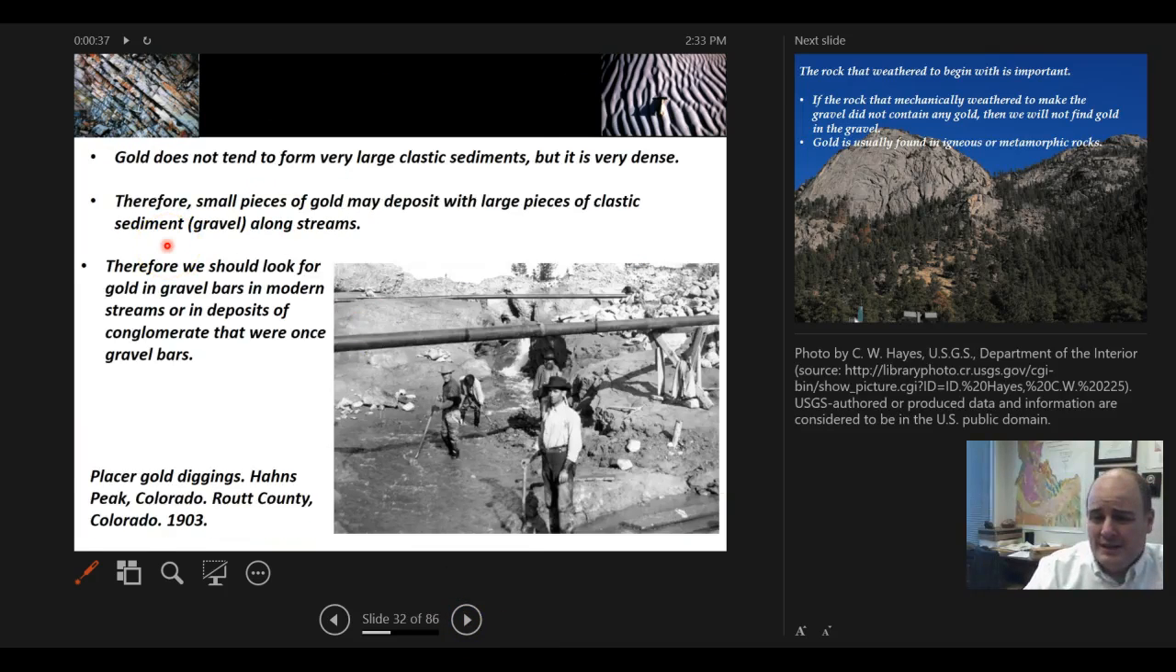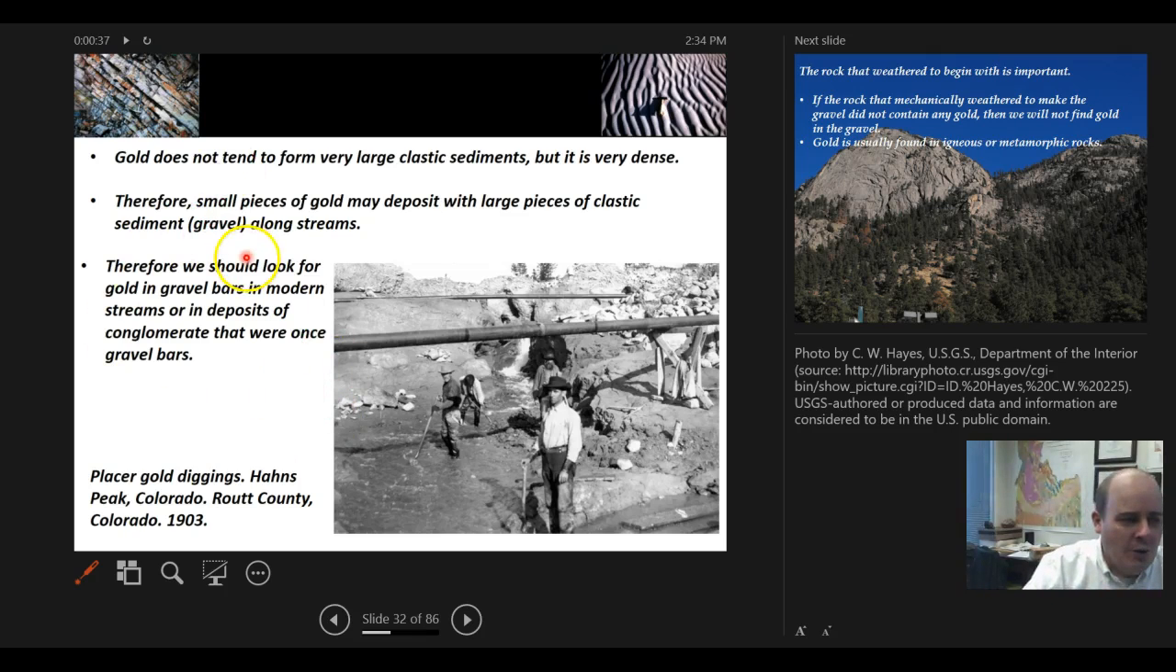So gold, which tends to be dense, right, tends to form in very large clastic sediments, but it's not very dense. Therefore, small pieces of gold may be deposited with the larger particles. So if you're going to look for gold, you're going to want to look for a place where there's lots of gravel, because that's where the gravel's bigger, has higher density, well, not higher density necessarily, but higher mass, and so it will fall out of the bottom of the bed. Well, that's also where you'll find the gold, because the gold also, because it's denser, will fall out to the bottom of the bed. Okay?